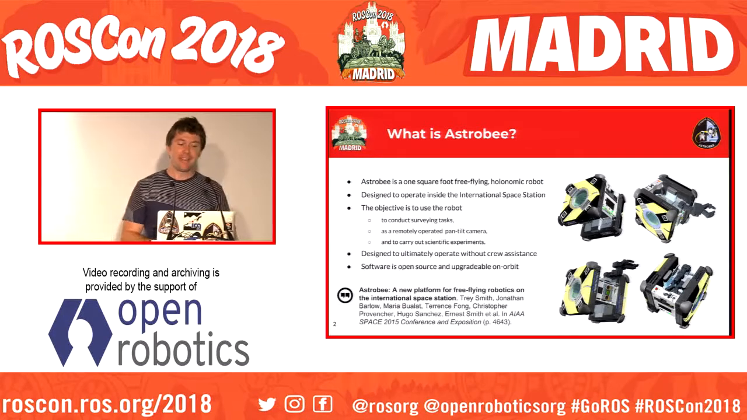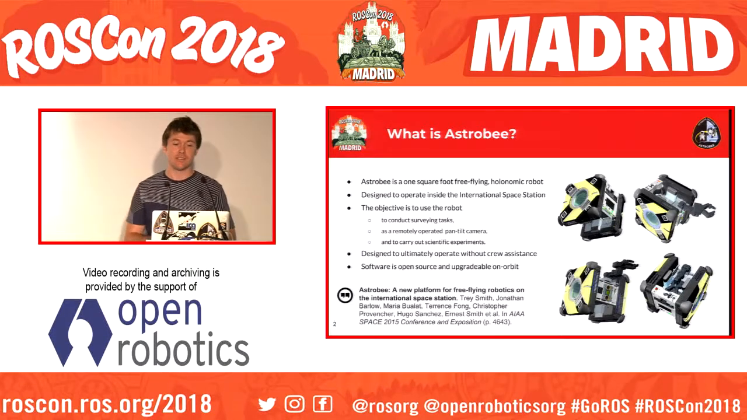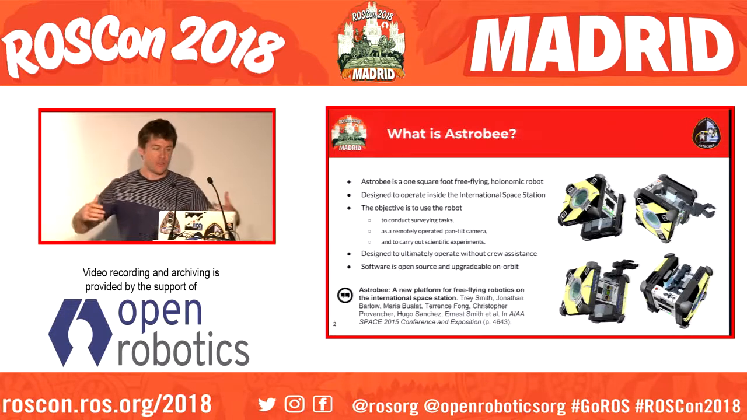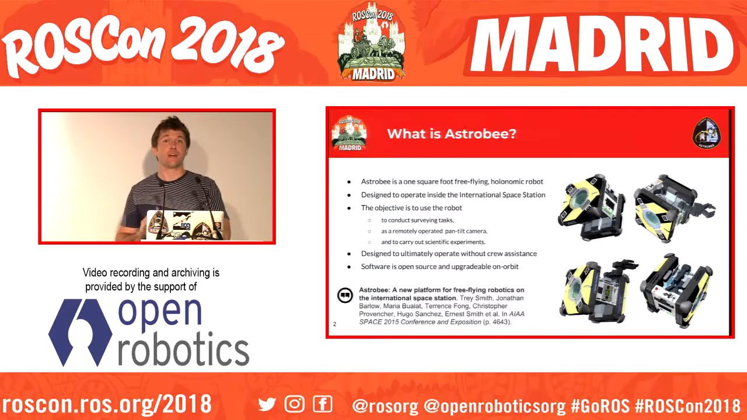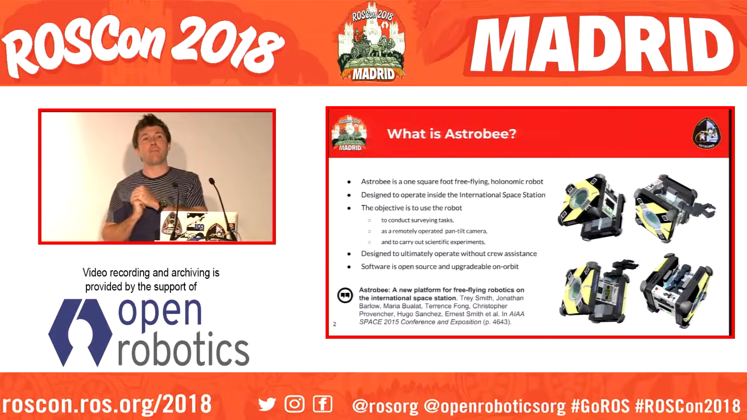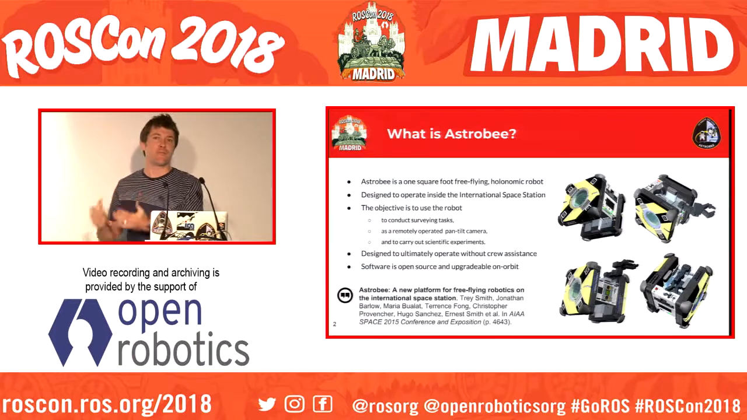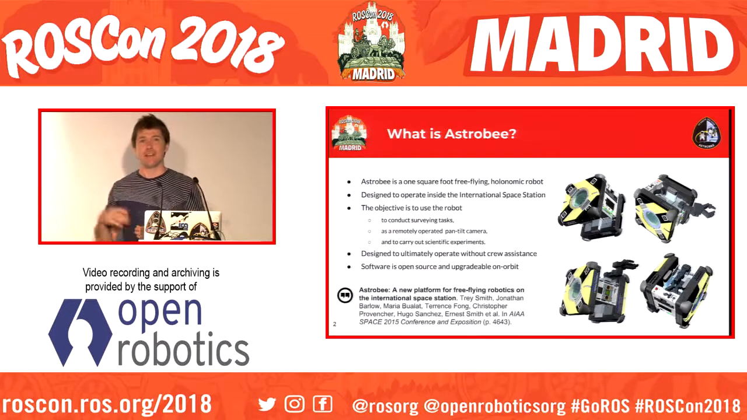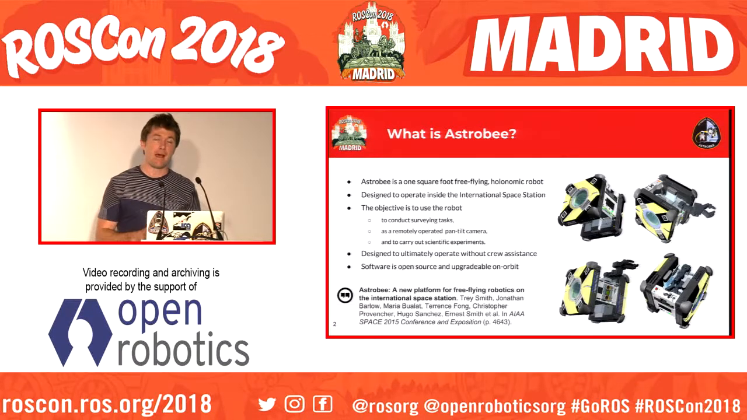So Astrobee is a 1 by 1 by 1 foot free-flying robot designed to work inside the International Space Station. And so for a sense of size, you could probably comfortably hug it, I would guess. The objective of this robot is to essentially provide a means for us to do some surveying across the ISS, so environmental inspection via camera, via sensors. Its second primary task is also to act as a pan and tilt camera.